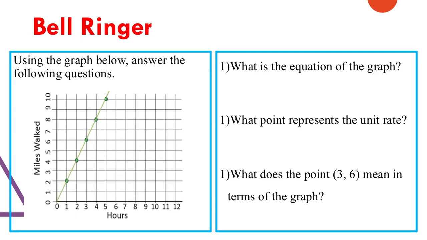Okay, the bell ringer. We are using a graph of a proportional relationship to answer some information. The first question is wanting to know the equation to the graph. Before we can find the equation to the graph, what do we need to know? One specific thing. Emerson? Okay, we do need to know a y and an x because that is going to help us locate the what, Marley? Very good, the constant of proportionality.